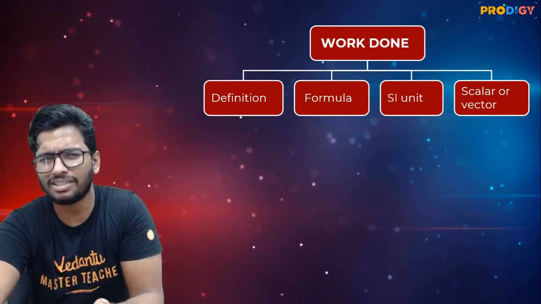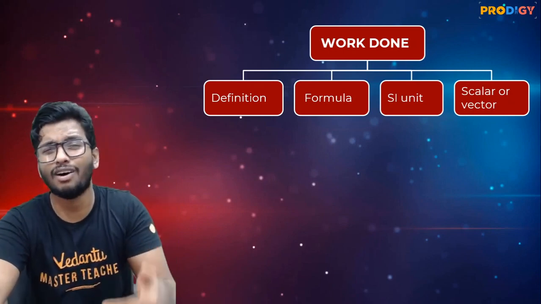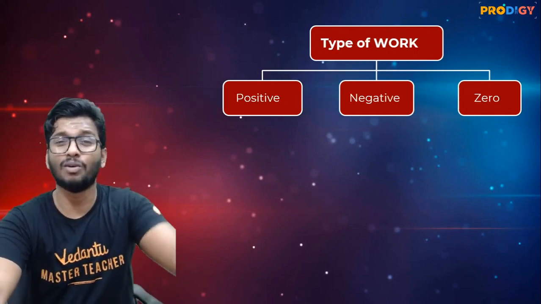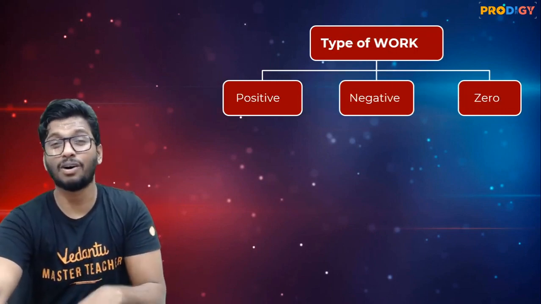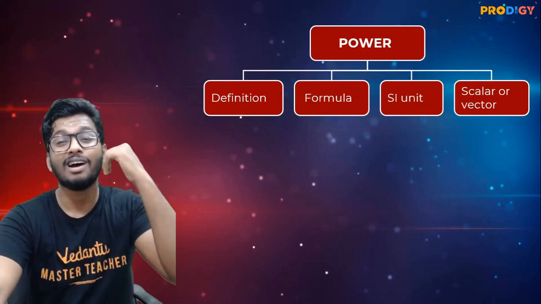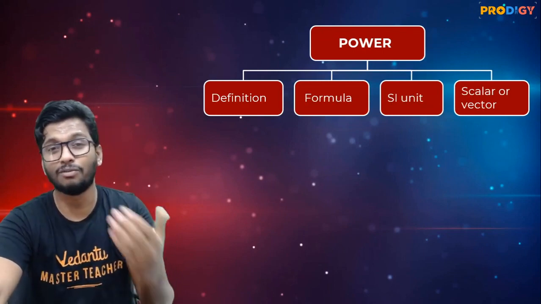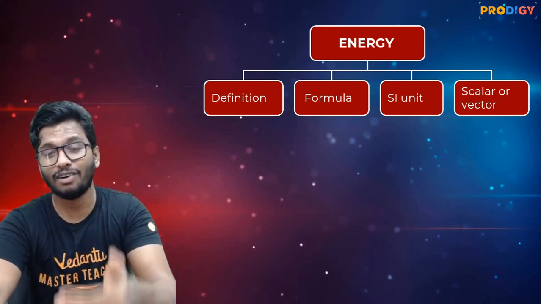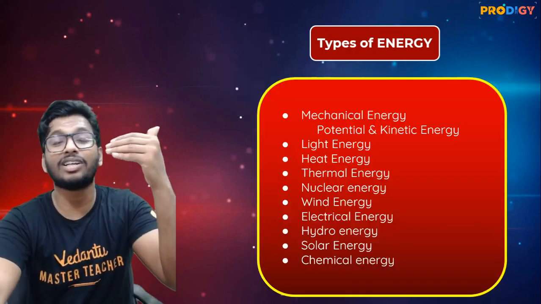All right. So these are the things that you'll be studying, guys. We'll understand what is the definition, formula, SI unit, scalar or vector quantity. What are the types of work? What is positive work? What is negative work? What is zero work? What is power? What is the definition of power? Formula, SI unit, scalar or vector. Energy, definition, formula, SI unit, scalar or vector. What are the types of energy?